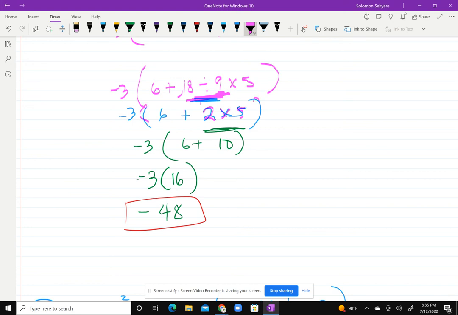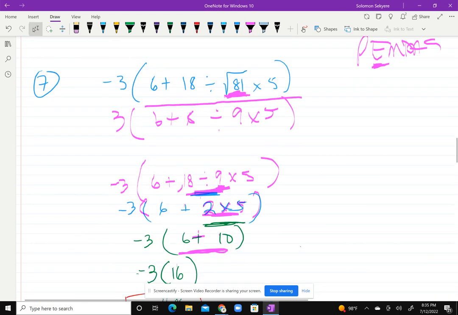Still in the parenthesis, 6 plus 2 times 5. Don't do this first. Don't do 6 plus 2 first. That will be wrong. We do multiplication first. 2 times 5 is 10. We write it plus 6. And then finally, we finish what's in the parenthesis. 6 plus 10 is 16.